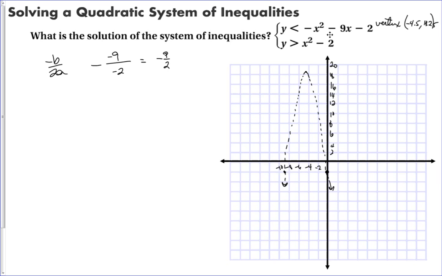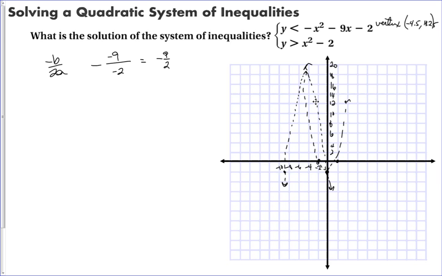Now, if we look here, this is x squared minus 2. Again, if you remember your transformations, this is just simply your regular x squared graph moved down 2. So our vertex is going to be here. And if we go over 2, we can go up 2, and over and up. So this is what our next one is going to look like. And this one is everything shaded above it.